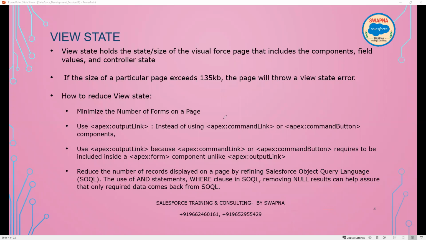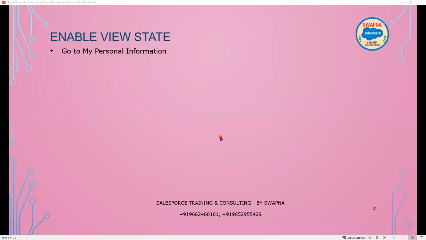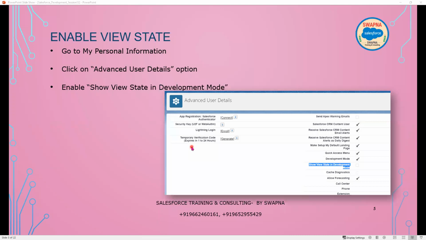So let's move on. Now, in order to enable the view state, we need to go to the personal information, click on advanced user details, and then enable the view state in the development mode. In the advanced user details, you have a checkbox which says show view state in development mode. This checkbox is available on the user level, for each user.